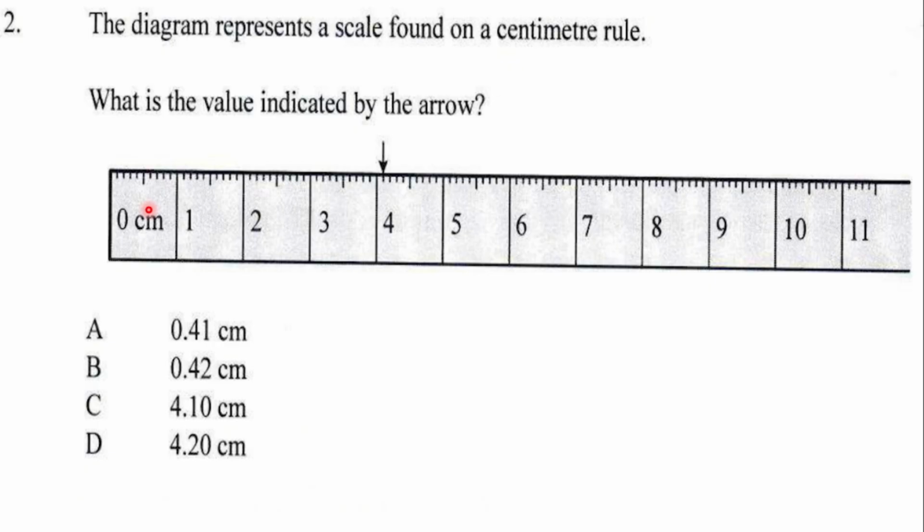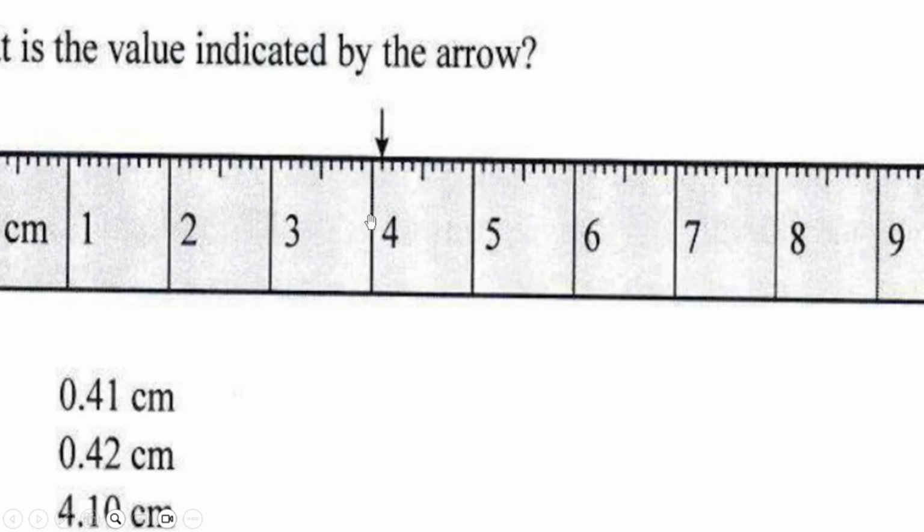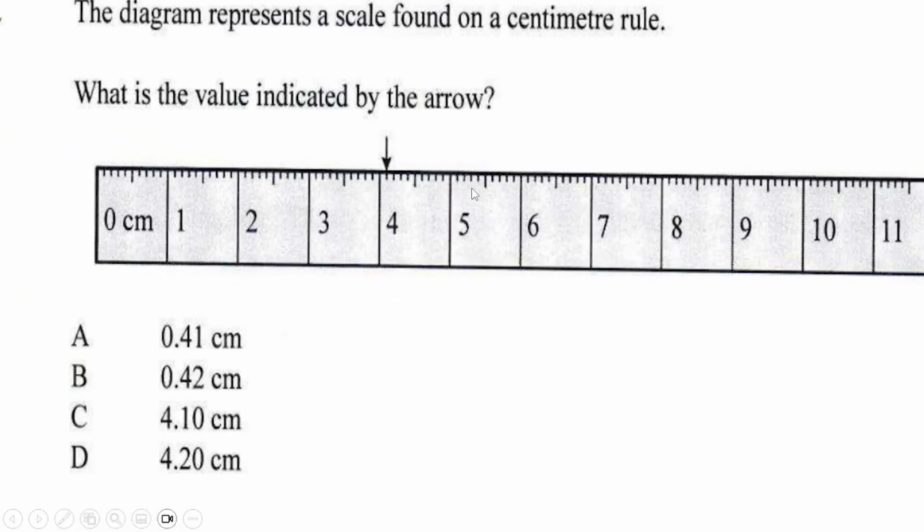Let's move on to question number 2, and it says the diagram represents a scale found on a centimeter rule. What is the value indicated by the arrow? Is it A, 0.41 centimeters, B, 0.42 centimeters, C, 4.10 centimeters, or D, 4.20 centimeters? Notice, let's zoom in a bit. So notice this is 4, right? This is 4.1, this is 4.2, 4.3, 4.4, 4.5, 4.6, 4.7, 4.8, 4.9, and 5. So that means, let's zoom back out.